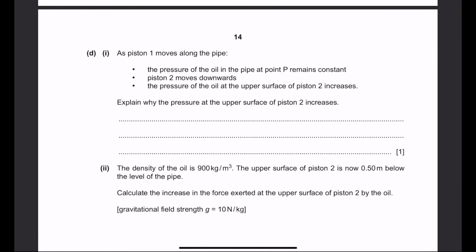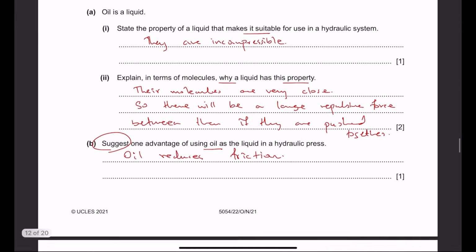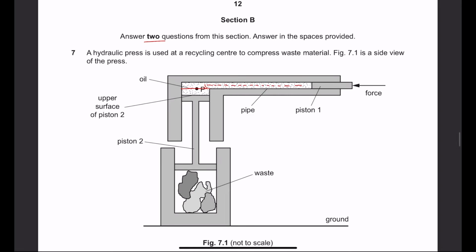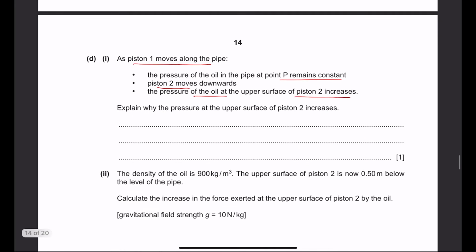As piston 1 moves along the pipe, what happens is that the pressure of the oil at point P remains constant. Piston 2 moves down and the pressure of the oil on piston 2 increases. So they're saying pressure throughout the liquid is the same. But since this piston is now moving down and it's below point P, there is more pressure being exerted on this piston. But just think about why that is the case, because that's what the next question is asking you. Why does the pressure on piston 2 increase?